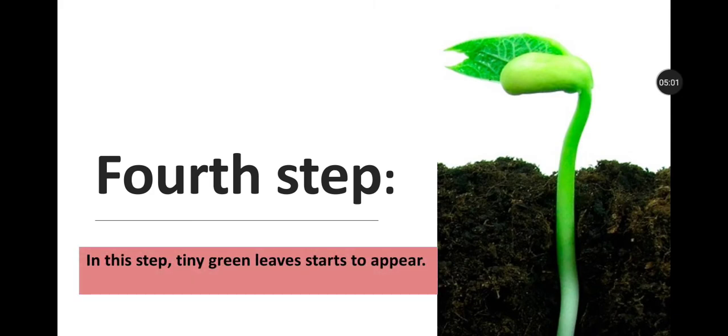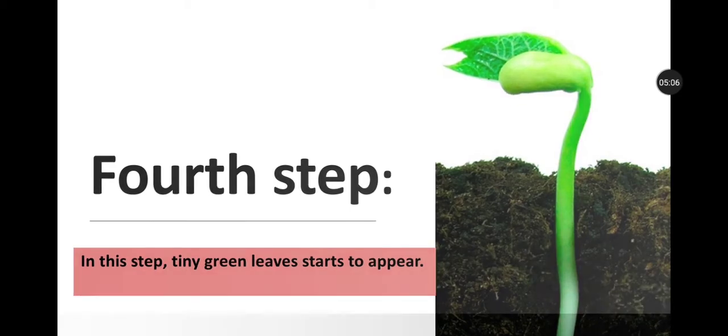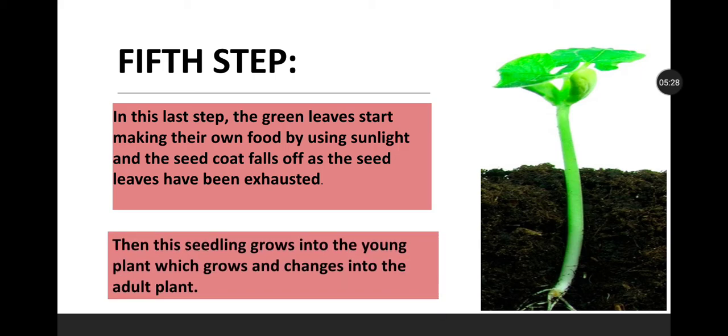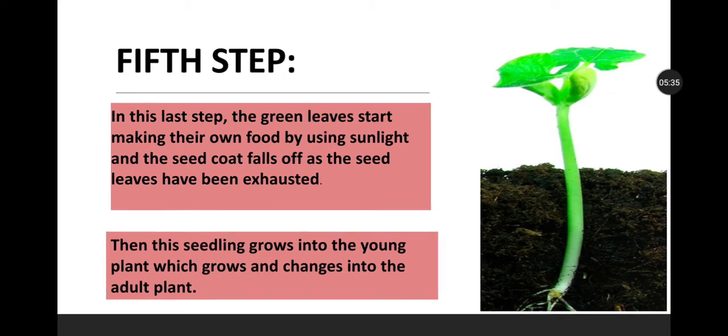In the fourth step, a tiny green leaf starts to appear. In the fifth step, which is also the last step, the green leaves start making their own food by using sunlight and by the process of photosynthesis. And the seed coat falls off as the seed leaves have been exhausted. Then this seedling grows into a young plant which grows and changes into an adult plant.